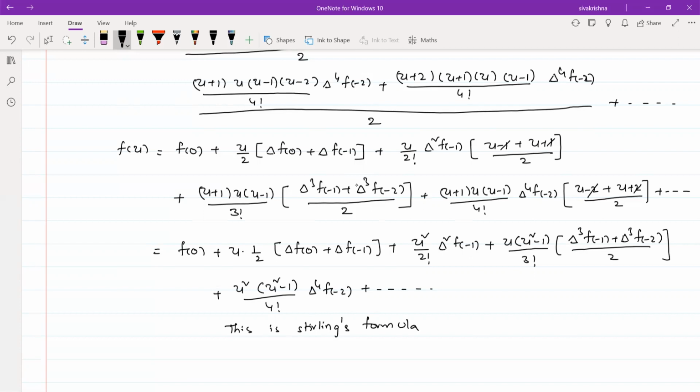Okay, so with the help of Gauss forward interpolation formula and Gauss backward interpolation formula, we have proved Stirling's formula. Just what we have to do is take the mean of each and every term in Gauss forward and Gauss backward. Then we get Stirling's formula. Right, thank you.